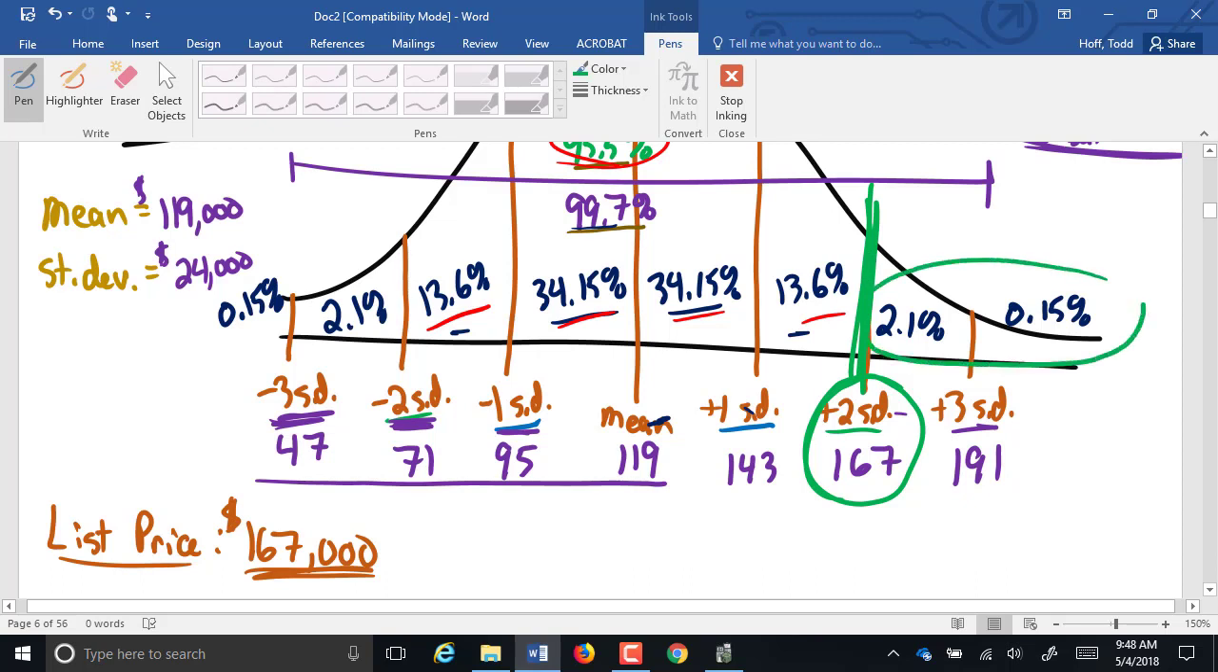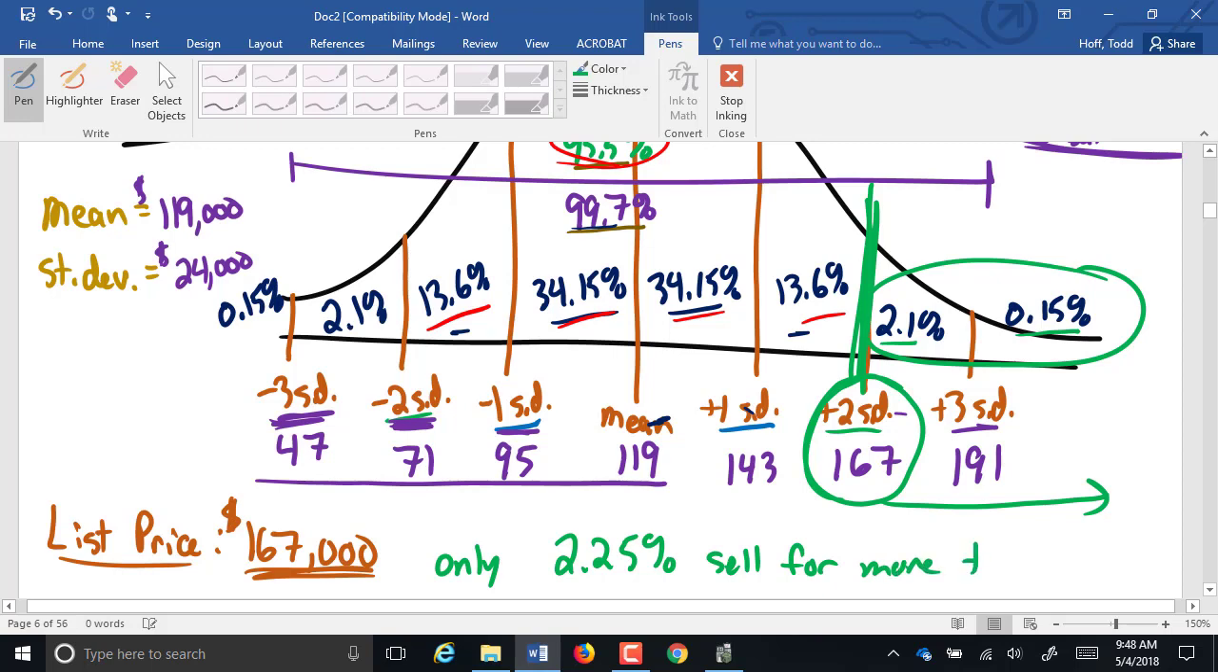If we look at the numbers that are larger than 167,000, that's 2.1 and 0.15. That's 2.25%. What that's saying is only 2.25% of houses with 3 bedrooms and 2 baths sell for more than that 167,000, which is telling you one of 2 things. Either you're probably going to be able to get that homeowner to take less for their house, or if they won't, you're probably going to be able to find a house that you still like, that you can buy for less.